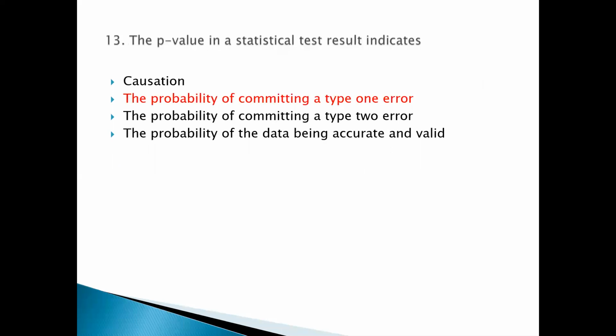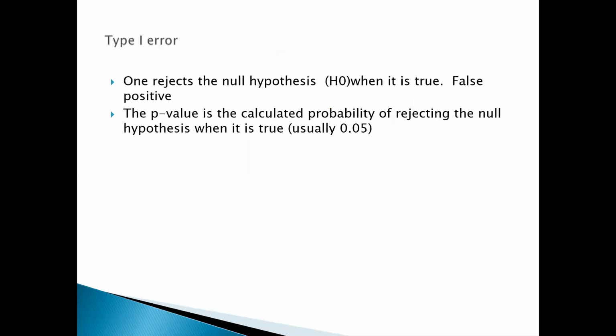Okay, so the answer to this one is B, the probability of committing a type 1 error. So what is a type 1 error again? It's when you reject the null hypothesis. The null hypothesis means there's no difference in either data set. So your result is showing there is in fact a difference when there isn't one. So it's a false positive.